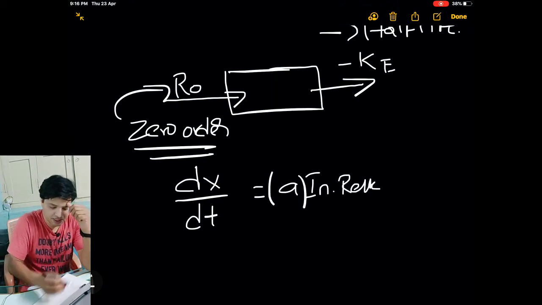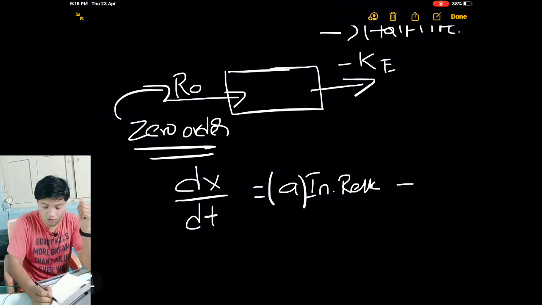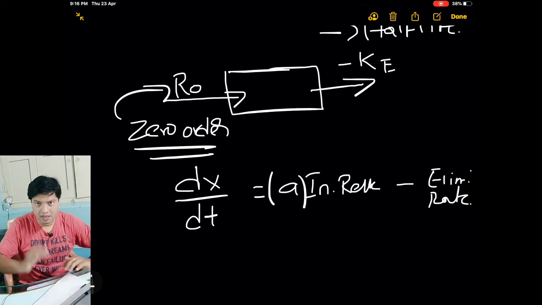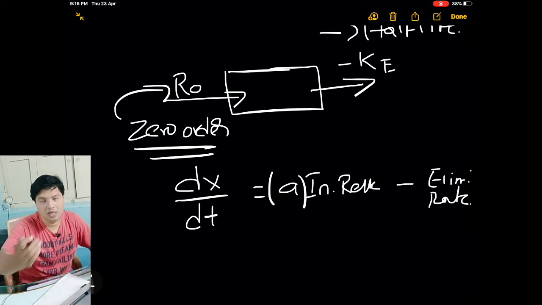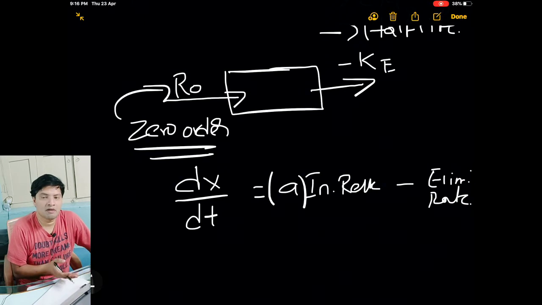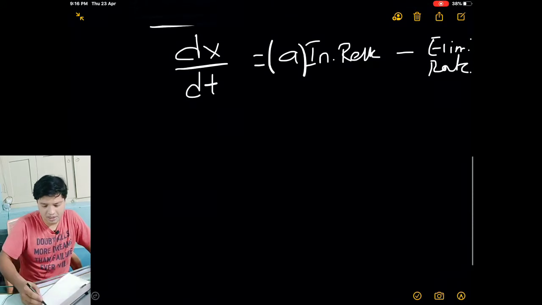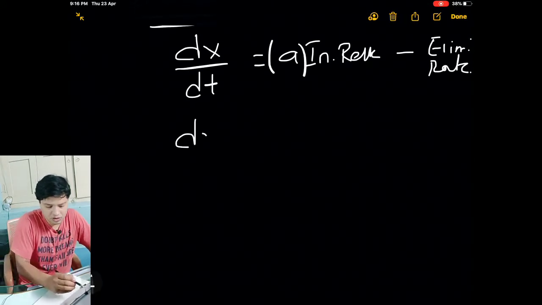Okay, one is incoming drug minus outgoing drug, that is elimination. The rate of incoming minus the rate of outgoing gives you the rate of change of the amount of drug in the body. Remember this one.